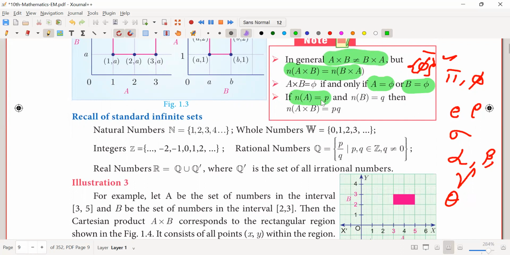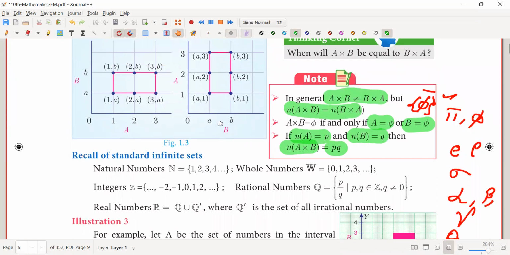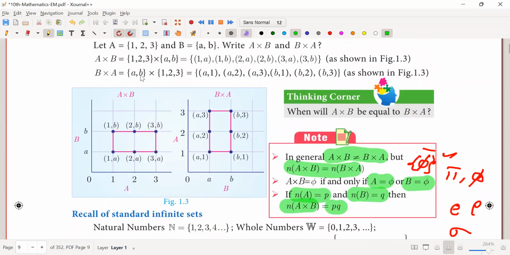If n of A equal to P and n of B equal to Q, then automatically the number of terms in the Cartesian product would be P into Q. So in this, we have 2 into 3, so automatically 6 we will be getting. Right?